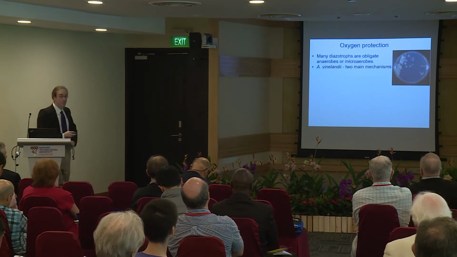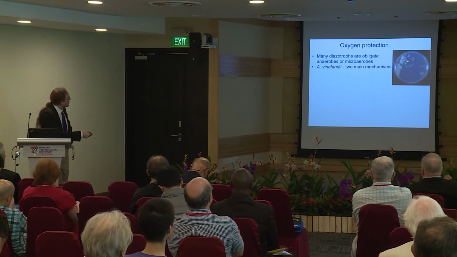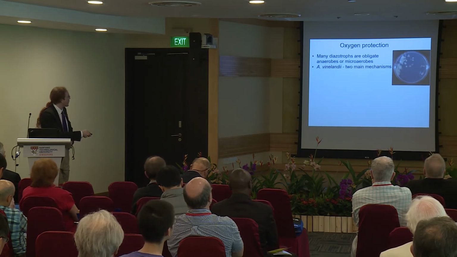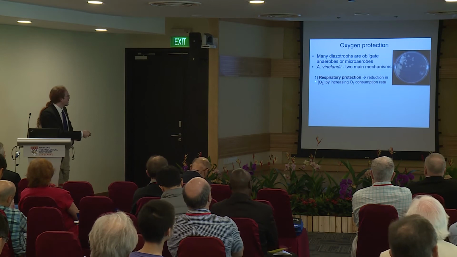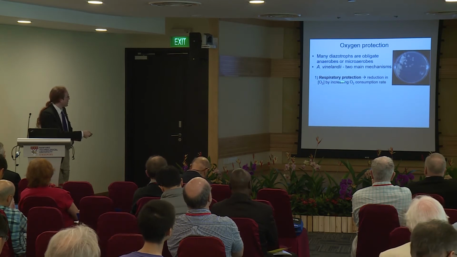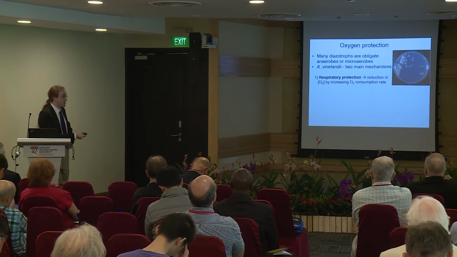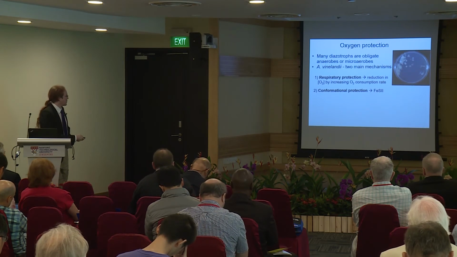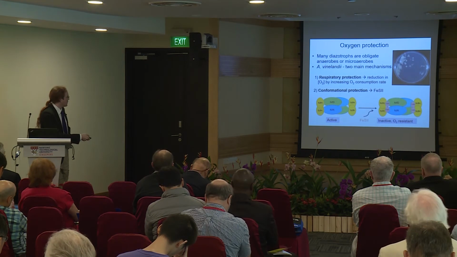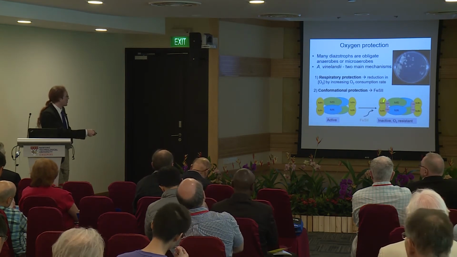Okay, so how do diazotrophs protect themselves from oxygen? So this is Azotobacter, the model one. It covers itself in this slime, which I think is part of it. Apart from that, there are 2 main mechanisms. Respiratory protection: Azotobacter has a very high respiratory rate. So if it consumes oxygen quickly, that decreases the oxygen concentration. It also has this mechanism, conformational protection, where a protein forms an inactive complex with nitrogenase, which is inactive but resistant to oxygen.